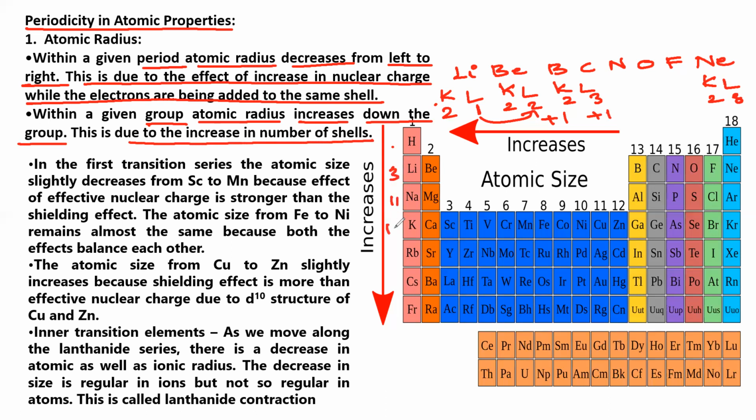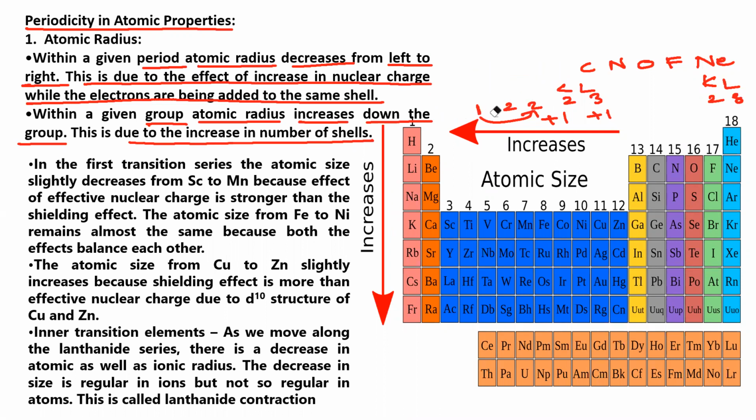So what happens here? As we go down the group, an extra shell is added. Extra shell means, for example, lithium has configuration K2L1, whereas sodium is K2L8M1, and potassium is K2L8M8N1. Like that we have. So as we go down the group, an extra shell is added, and due to the increasing number of shells, automatically the atomic size also increases.